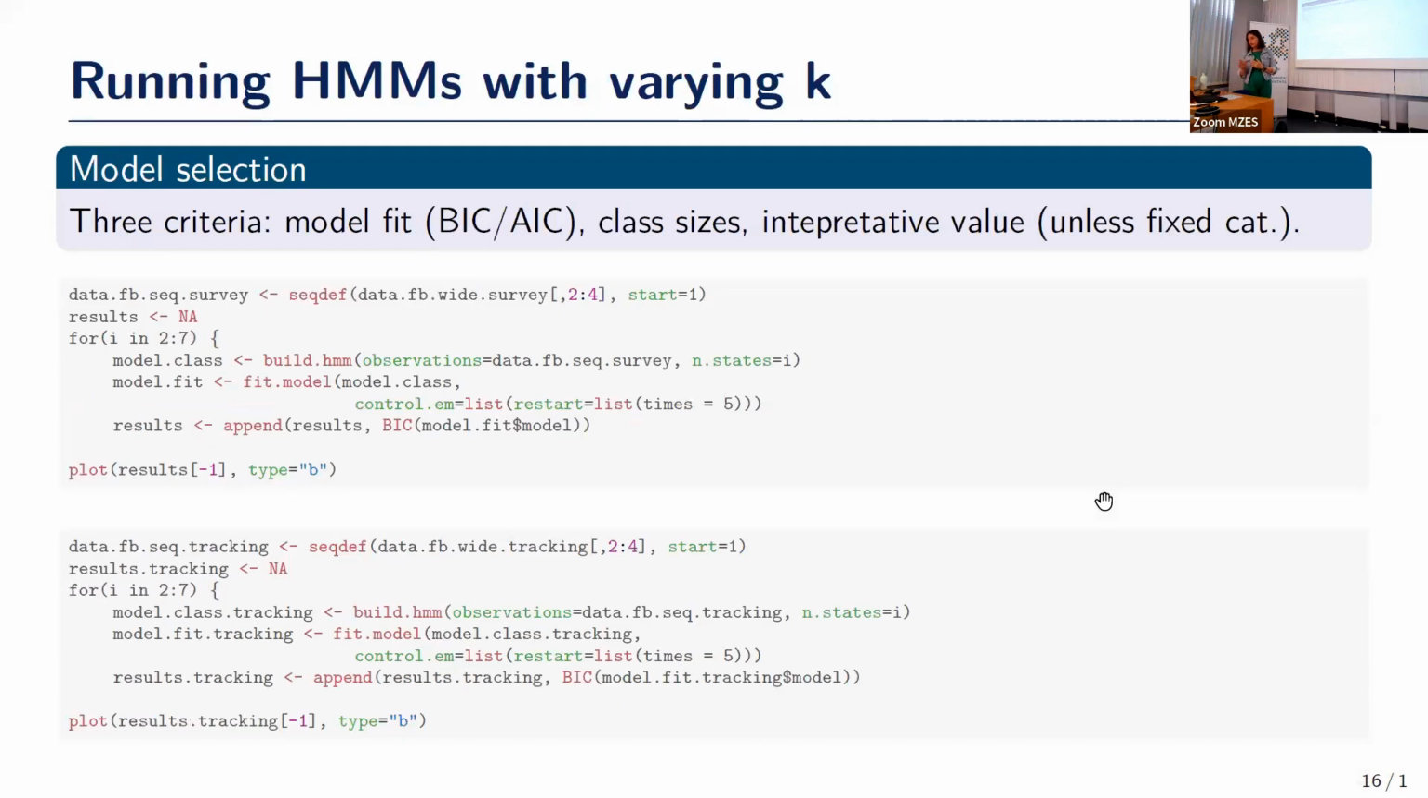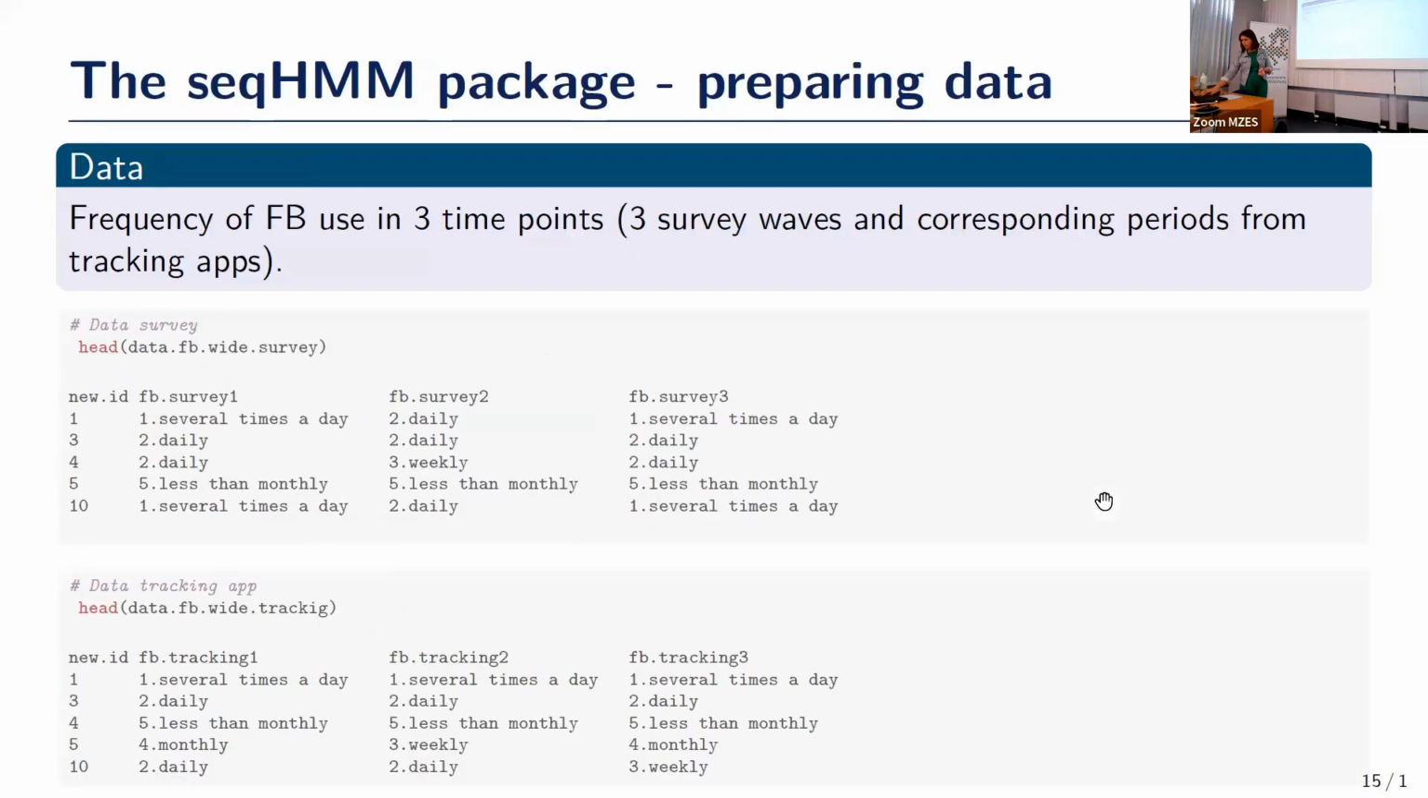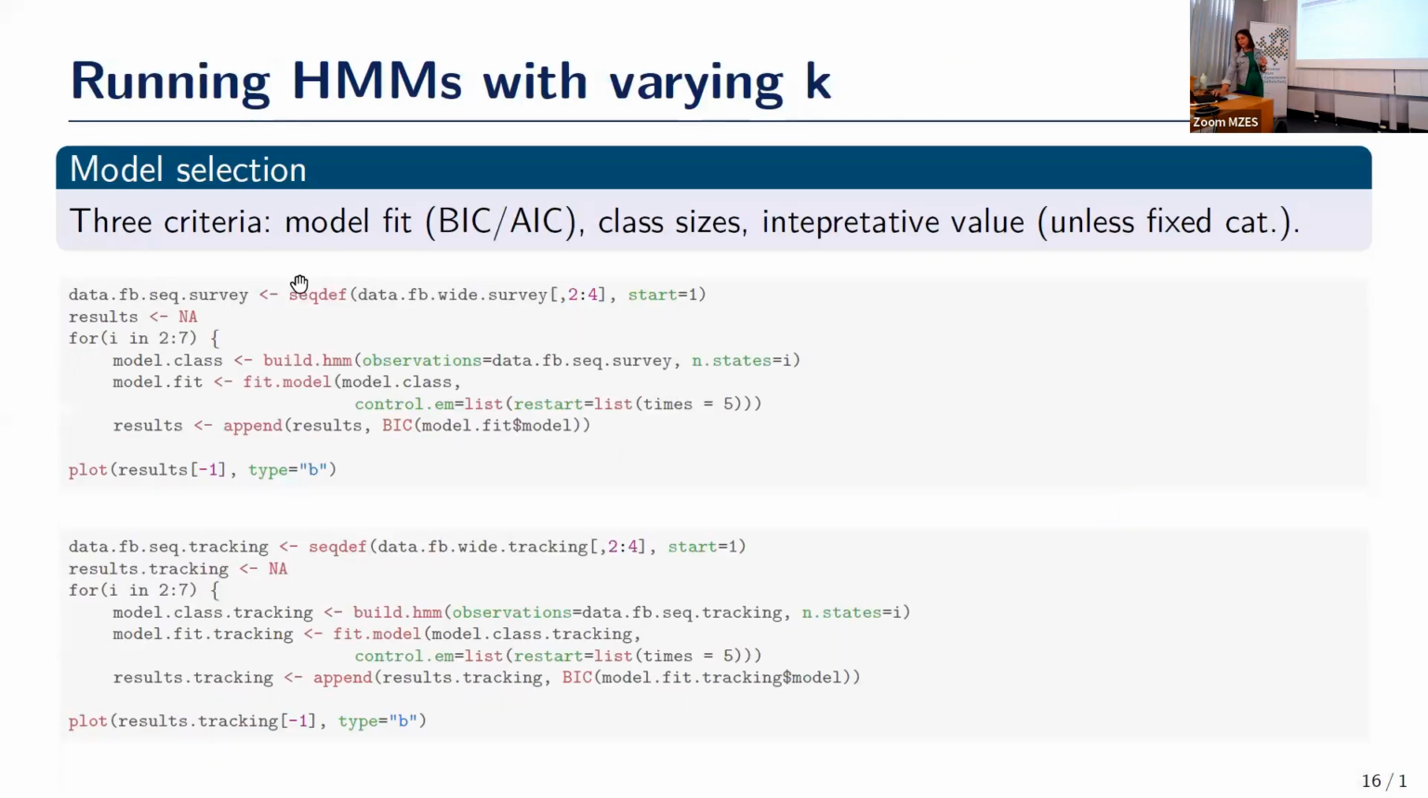And then the first thing to do when it comes to SecHMM is, yes, that's the first line here, we need to change our data into a seqdef type data or object. So it's designated as a sequence in R. And it's a very simple thing to do. Then we just say, okay, it starts at time point 1, and then we choose the columns that correspond to the sequence, so the 1st, 2nd, and 3rd column of the time periods or the waves.